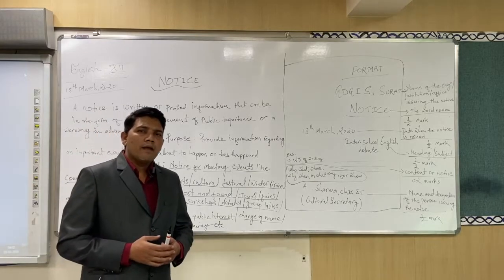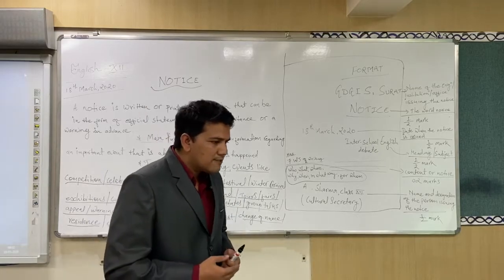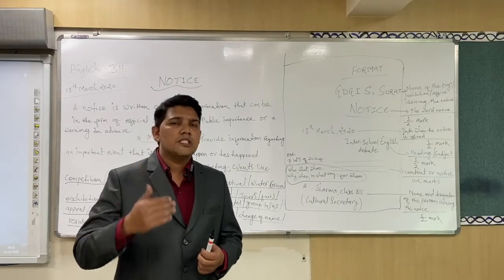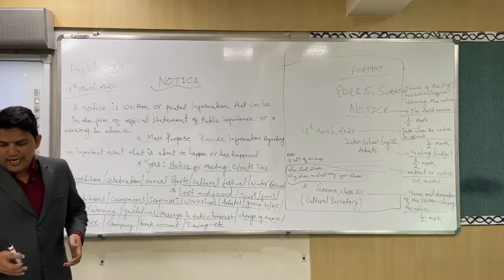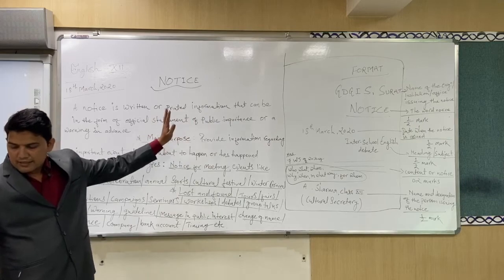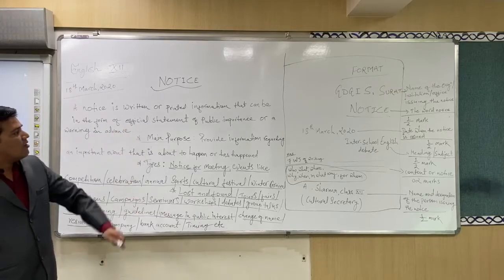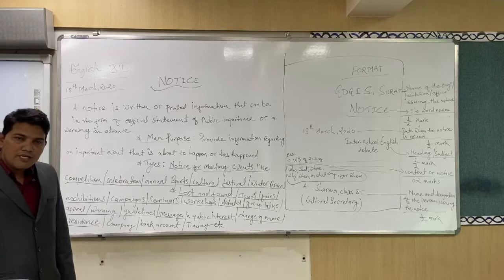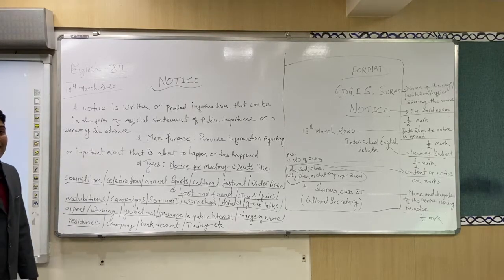It may be about an event, it may be about certain happenings, it may be the event which happened or the event which is going to be there. So here students, today we will cover notice writing. What is actually a notice? You can see here, a notice is written or printed information that can be in the form of an official statement of public importance or a warning in advance.